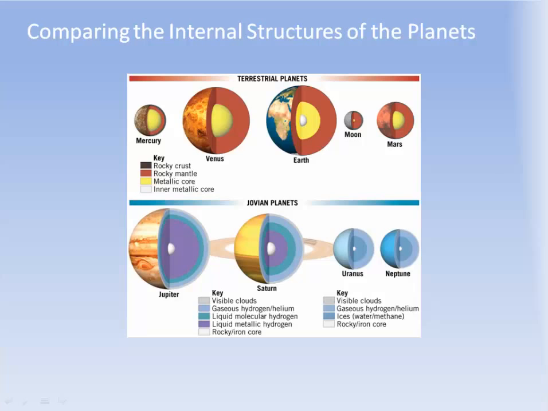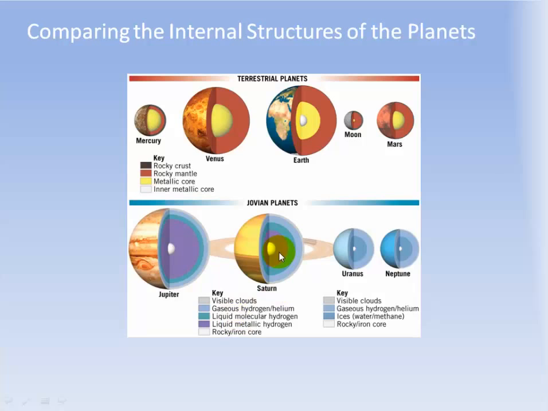So here's comparing the internal structures. We're familiar with the Earth's structure, the core. So here, the rocky crust, the rocky mantle, metallic core, and the inner metallic core. The Moon has a little core, a mantle and a crust. Mars has a core, a mantle, and a crust, and so does Venus and Mercury.